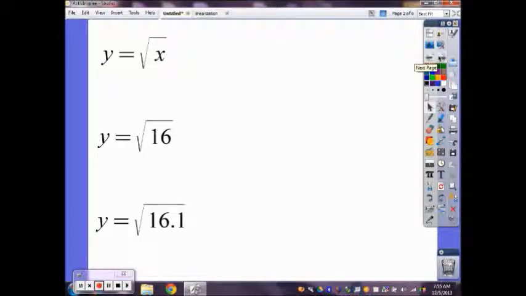Take, for example, a function such as y equals square root of x. We all know that y equals square root of 16 is 4, because that's a perfect square. But what happens when we get one that's not a perfect square? What if we are asked to evaluate y equals square root of 16.1?